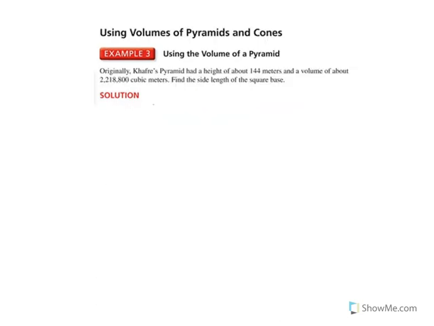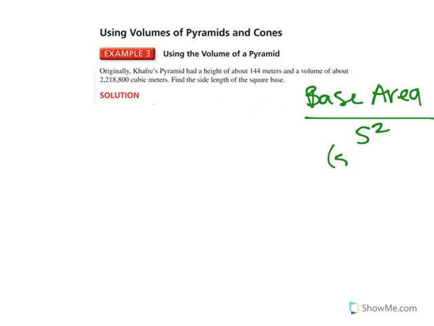Alright, next example. It says using volumes of pyramids and cones. Originally, this pyramid had a height of 144 meters and a volume of about 2,218,800 cubic meters. Find the side length of the squared base. Okay, so we know that the base area is going to be side squared because it's a square, right? So we're going to keep that in mind.